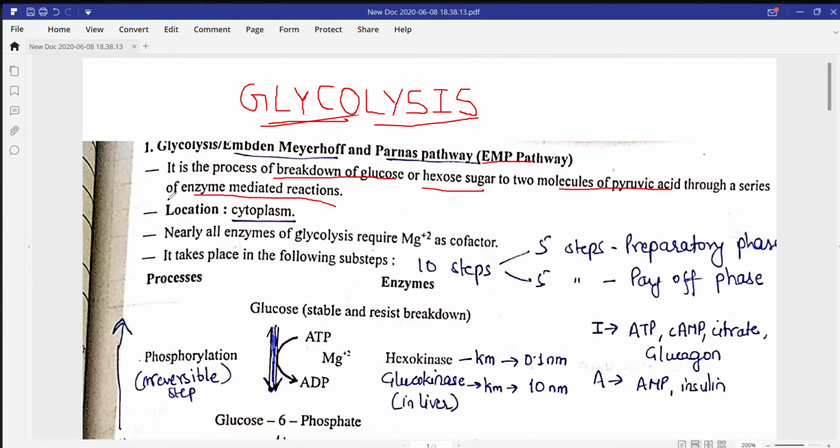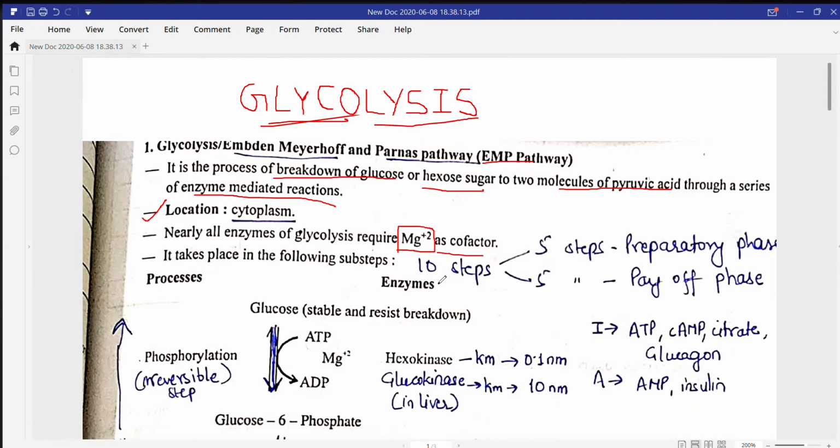Now the location: it is basically found in the cytoplasm. So this reaction takes place in the cytoplasm, and this is the only reaction which is common for both aerobic and anaerobic reactions. Importantly, the Mg2+ ion works as a cofactor in glycolysis. This Mg2+ has the function of enhancing the activity of an enzyme.